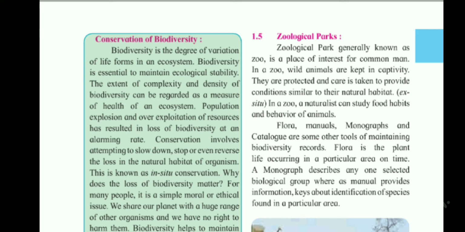Flora, manuals, monographs, and catalogs are some other tools of maintaining biodiversity records. Flora is the plant life occurring in a particular area at a given time. A monograph describes any one selected biological group, whereas a manual provides information keys about identification of species found in a particular area.